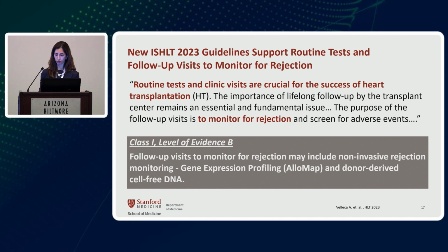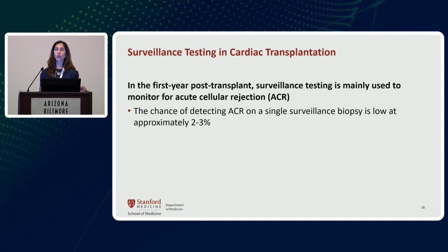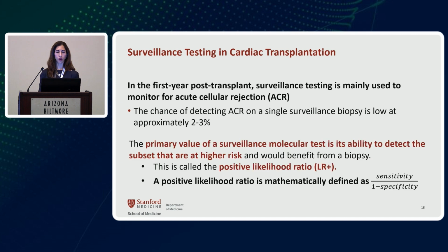And certainly now, about 90%, if not more, of heart transplant centers across the US have adopted these techniques for their routine patient surveillance. So we know that within the first year after transplant, surveillance is mainly used to monitor for acute cellular rejection. But the chance of detecting ACR just on a routine surveillance biopsy is really low because overall the incidence of ACR is pretty low. And so the chance of detecting cellular rejection on a surveillance biopsy is only about 2 to 3%.